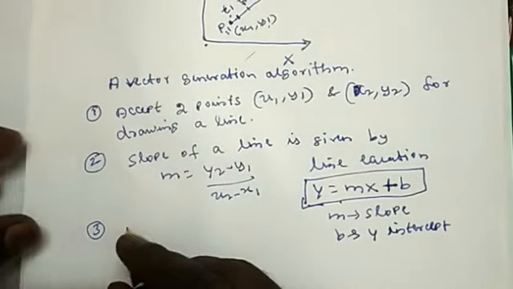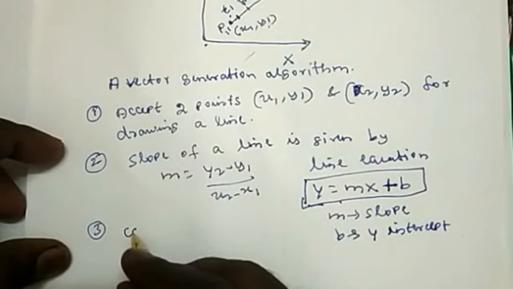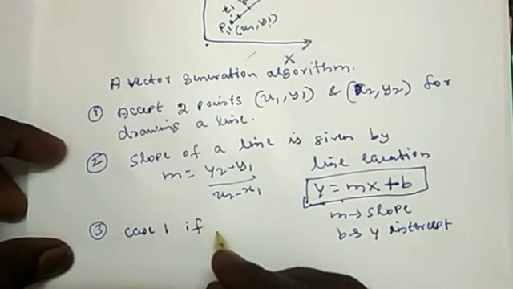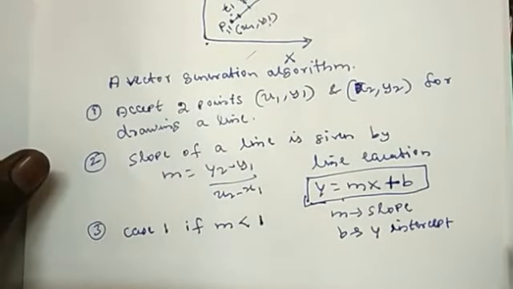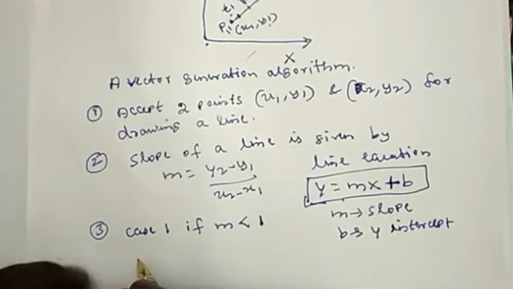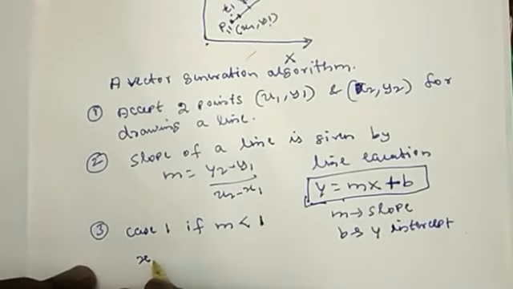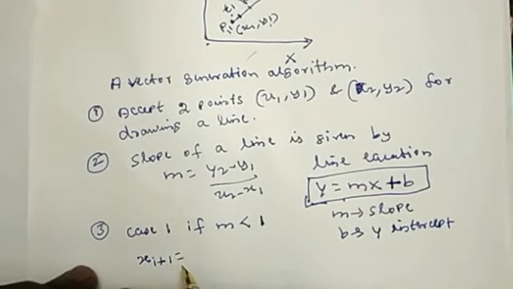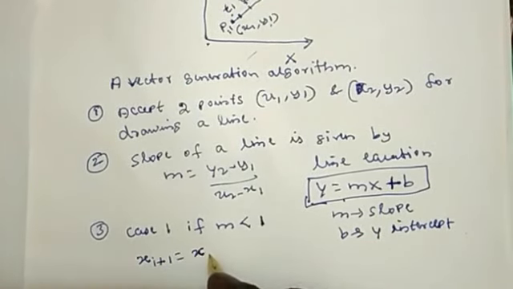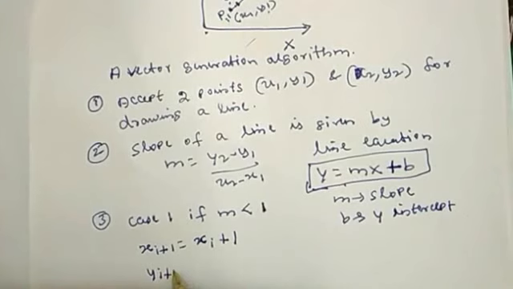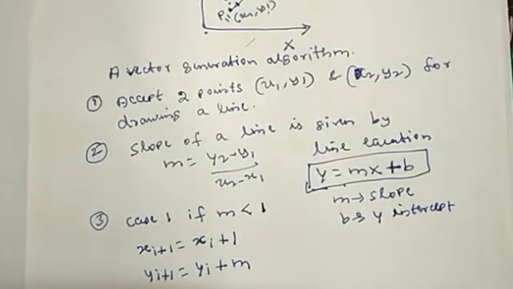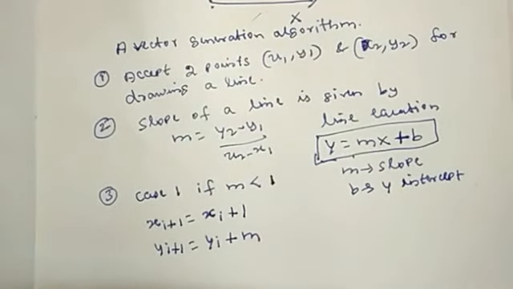You should know a set of conditions. Case 1: if the m value is less than 1, then x of i plus 1 is calculated as x of i plus 1, and y of i plus 1 is calculated as y of i plus m. This is for case number 1, if the m value is less than 1.